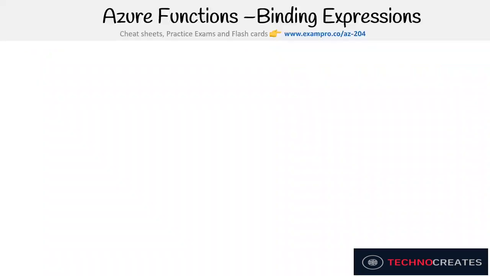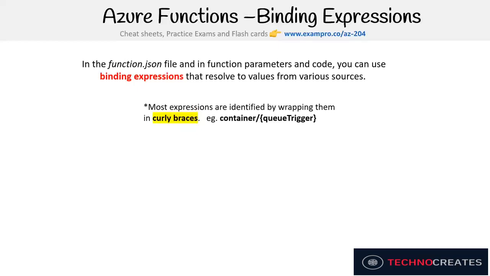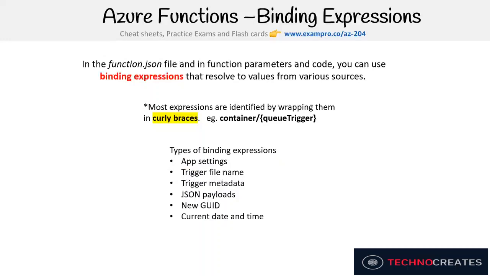All right, let's take a look here at binding expressions. In the function JSON file and the function parameters code, you can use binding expressions that resolve to values from various sources. Most expressions are identified by wrapping them in curly braces. I say most because there's an exception where you do not use curly braces. The idea is that it allows you to have dynamic content within your function JSON file. There are a variety of different binding expressions: app settings, trigger file name, trigger metadata, JSON payloads, GUID, current date and time.